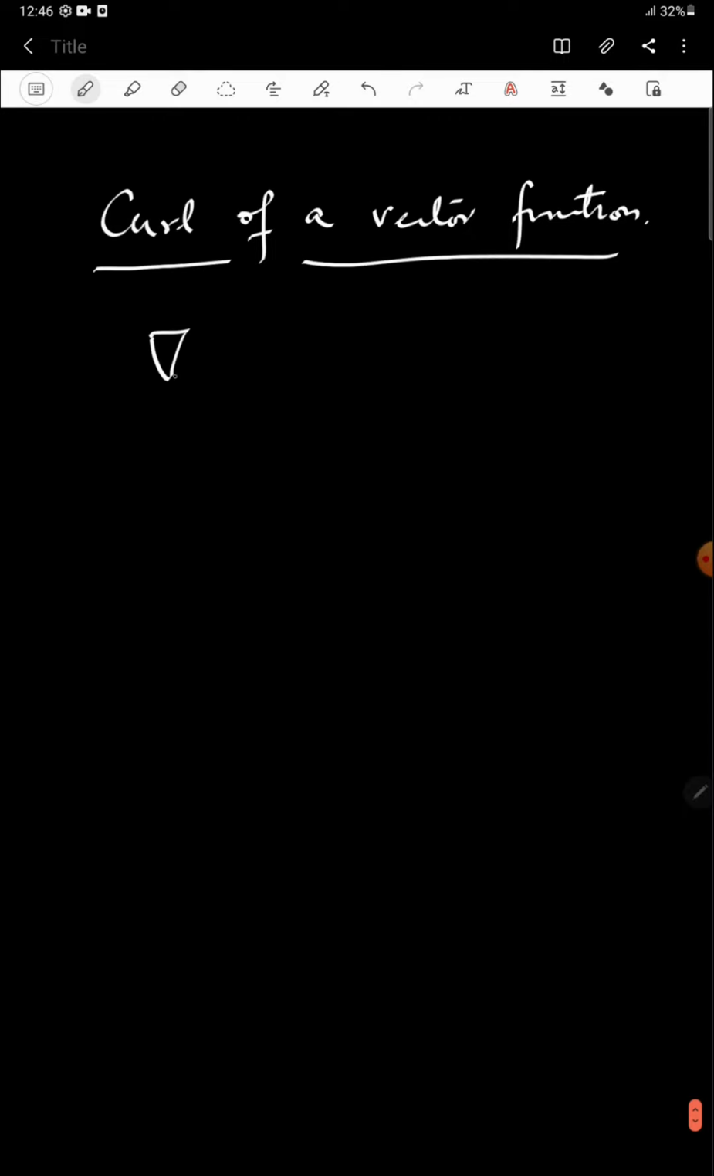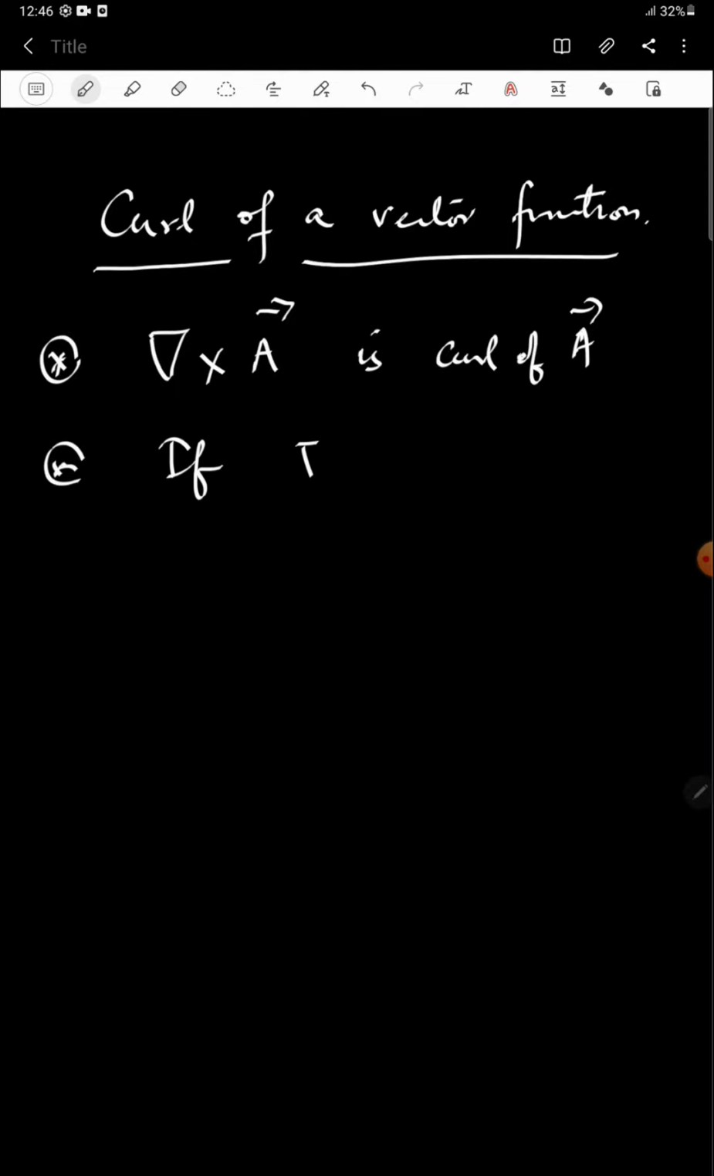Dear students, we are going to look at one more important concept of vector calculus, that is curl of a vector function. Curl of a vector function is denoted by del cross A. If A is a vector point function, then del cross A is curl of vector A.